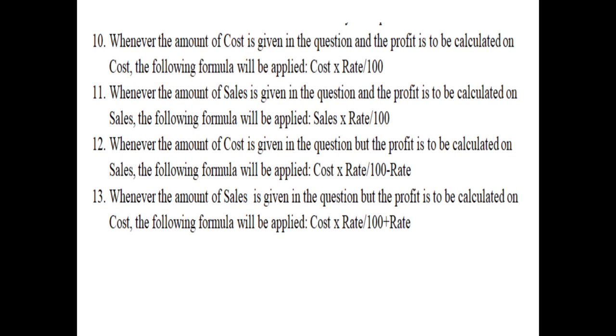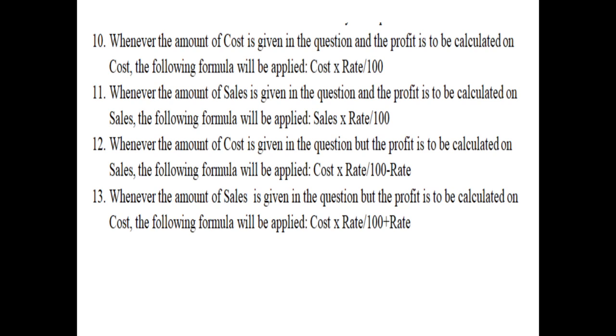Then point number 12, now the trick comes. Whenever the amount of cost is given in the question but the profit is to be calculated on sales, the following formula will be applied. Cost is given but you have to calculate the profit on the sales. Since you don't have the sales, you would calculate profit on cost, but the question asks you to calculate the profit on sales. Then in that case, the formula will be cost multiplied by rate upon 100 minus rate.